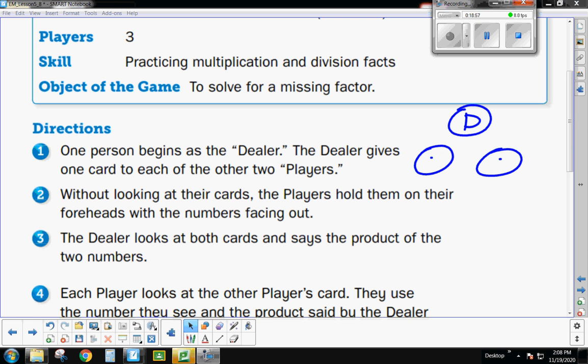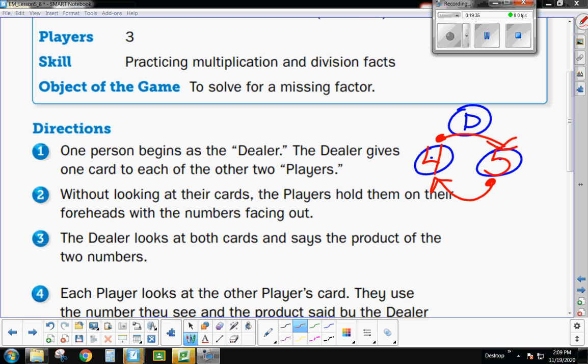Okay, so let's just say, for pretend here, let's say that the dealer gave this person a 4 and gave this person a 5. Okay, now this person isn't allowed to see their card, but they can see the 4. And this person isn't allowed to see their card, but they can see the 5. Now the dealer gets to see both cards. Okay, so the dealer is going to multiply those 2 numbers together. So the dealer is going to think in their head, 4 times 5, they're going to figure out that's 20, and the dealer is going to say 20.